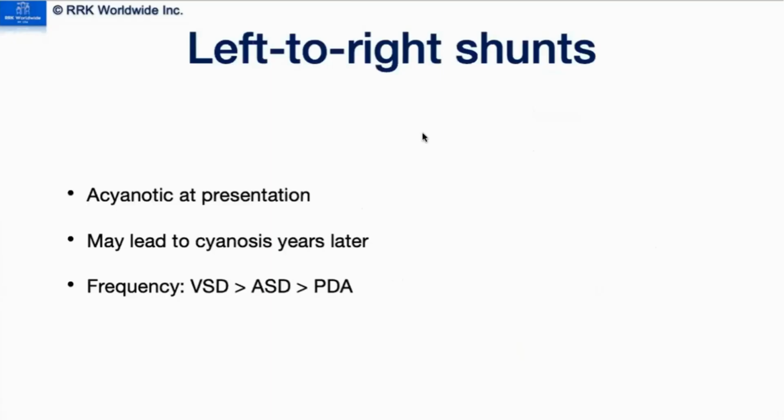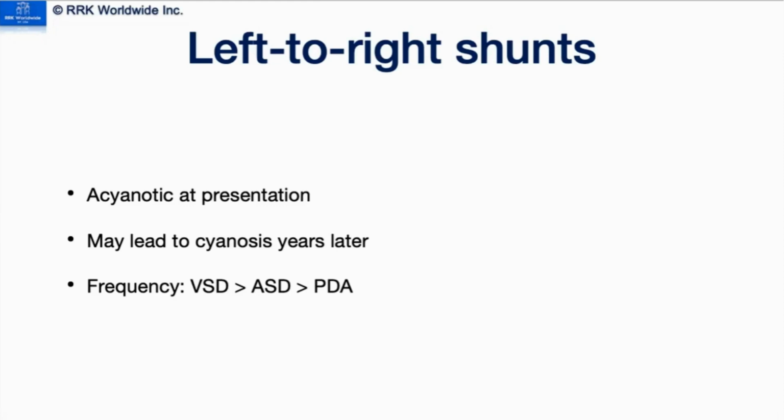So we spoke a lot about right to left shunts, but now let's see how a left to right shunt would present. Left to right means it's going from the left atrium or ventricle into the right atrium or ventricle. At least initially, you're not going to have the oxygen problems or the cyanosis.